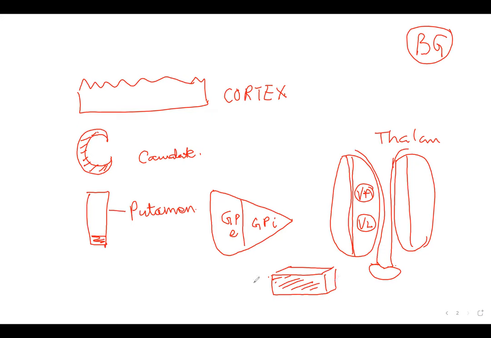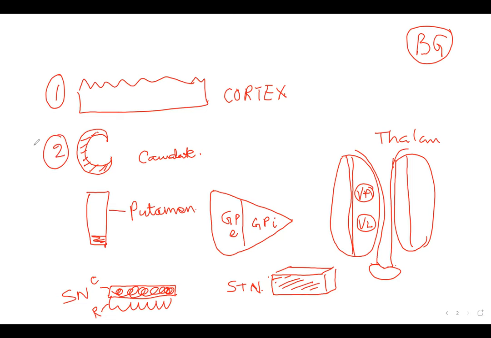And this is called the subthalamic nucleus. Okay. And then you have got another one: substantia nigra compacta, substantia nigra reticularis. Now, one, cortex, two, caudate nucleus, three, putamen, four, globus pallidus, A and B, and then five, thalamus, six, subthalamic nucleus, seven, substantia nigra, again compacta or reticularis. Here we can say externa and interna, 4E and 4I.